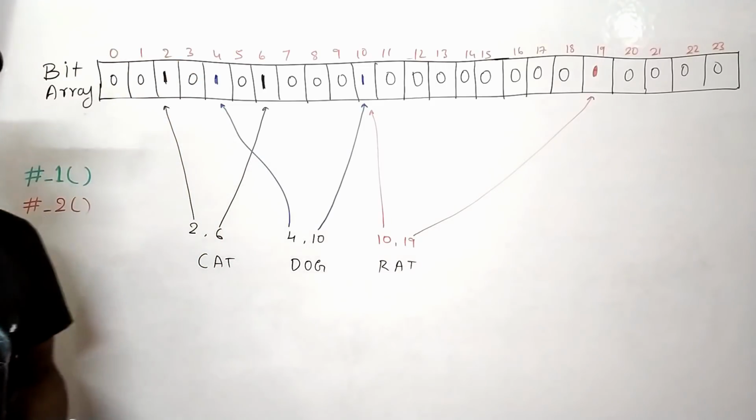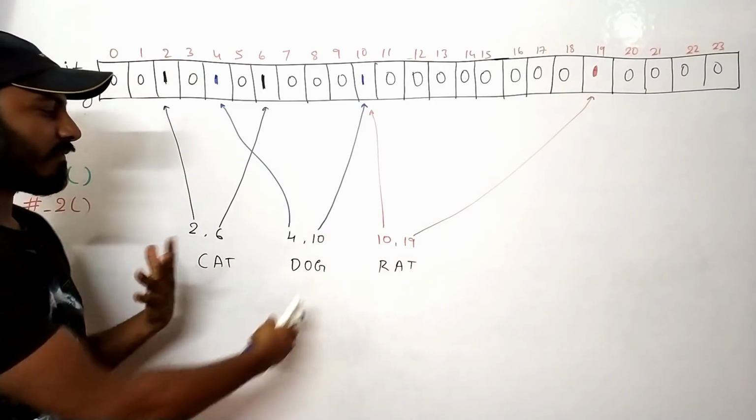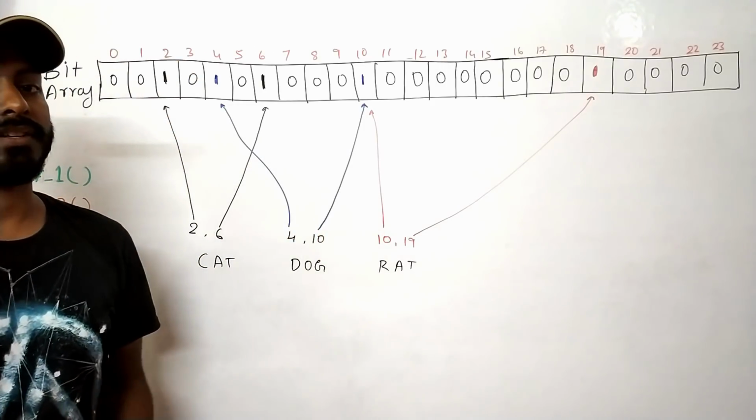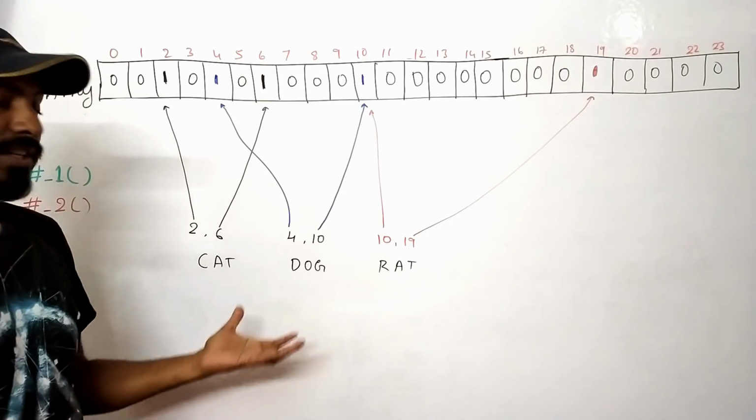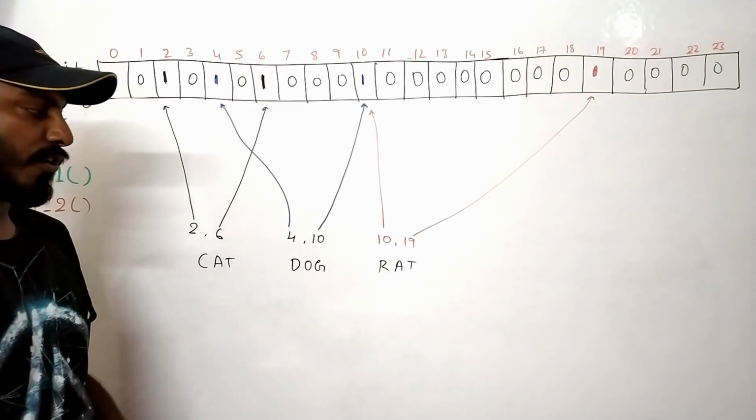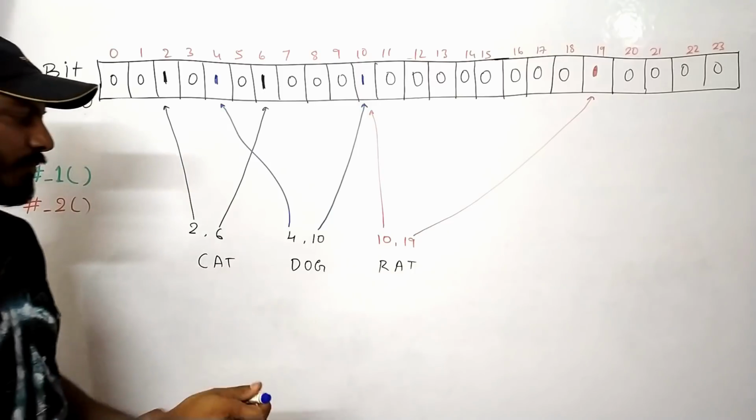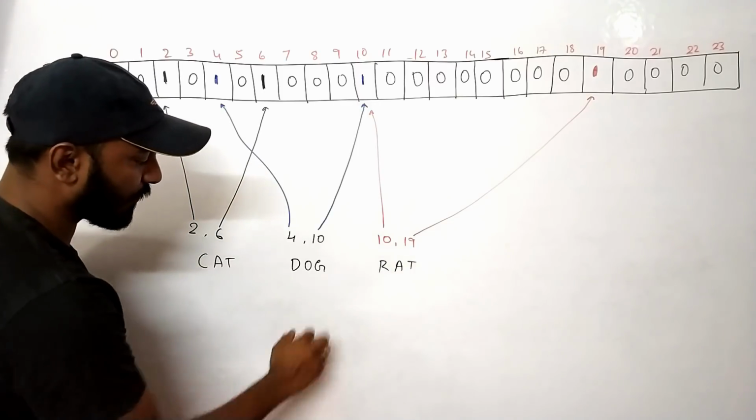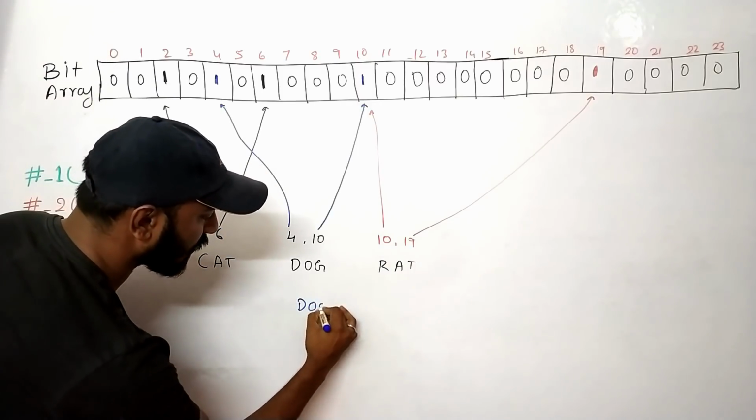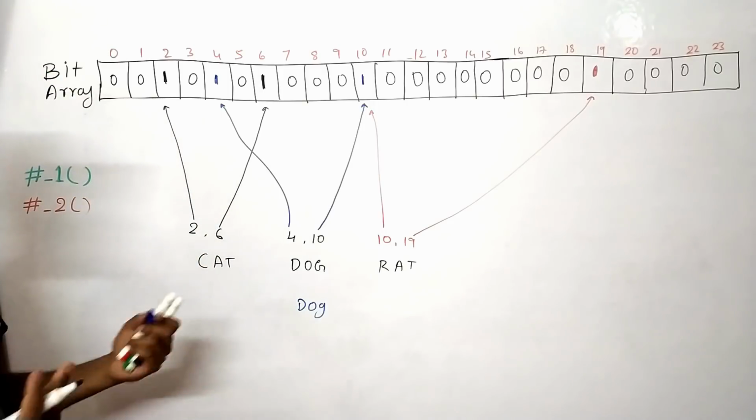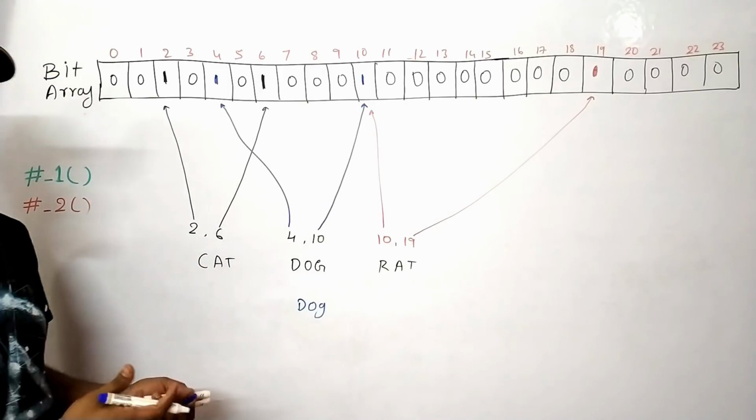Done. Now we have enough data already saved in the Bloom filter. Let's check whether a particular input is present or not. Consider we got the input dog. Now we need to check whether dog is present in the already saved data or not.